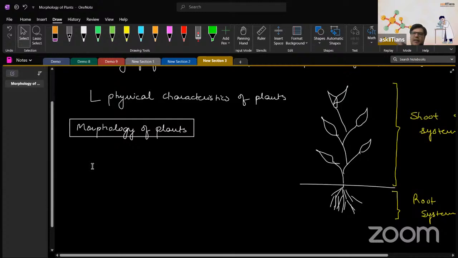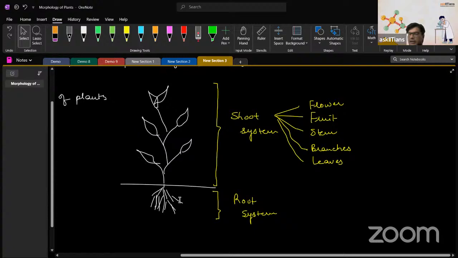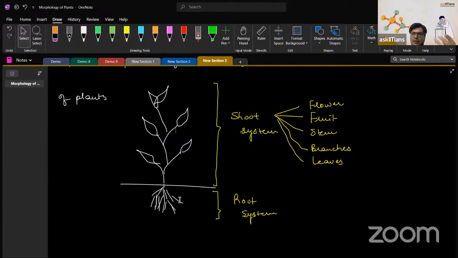Basically, now when we say plants, right, we expect this thing: shoot system, root system, and all that. But actually, not all plants have this kind of system, right? If we are talking about the kingdom Plantae, not all of them will show this kind of feature.